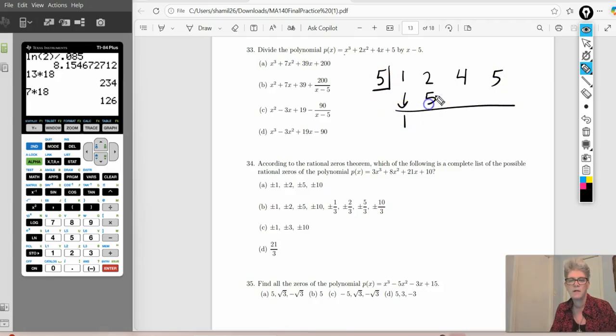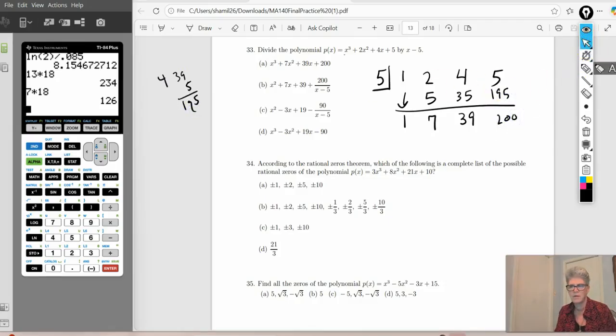1 times 5. Then I add 7 times 5. Then we add. And 39 times 5. And then we add. Okay. Now, this is my remainder. That's the coefficients for my quotient.